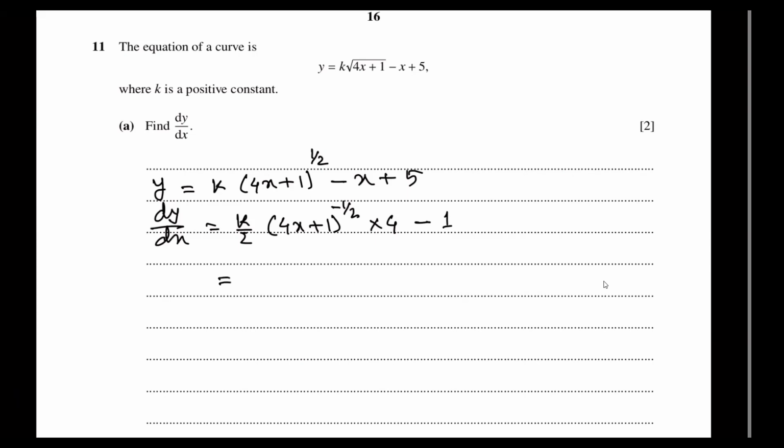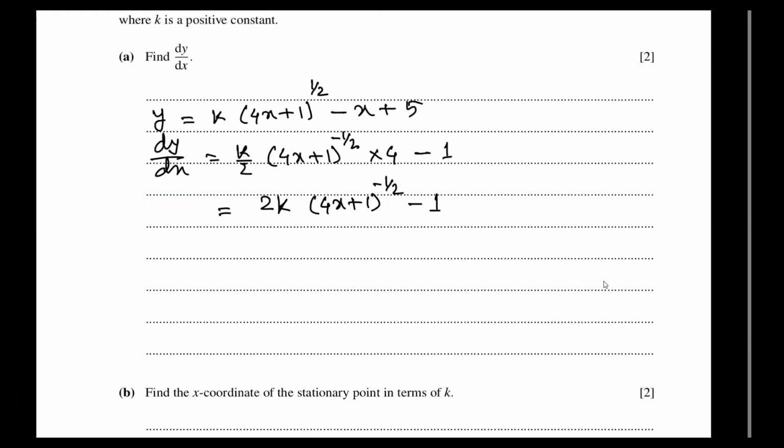We are not writing 0 here. So it will be how much? 2k (4x plus 1) to the power minus half, minus 1. That's dy by dx.